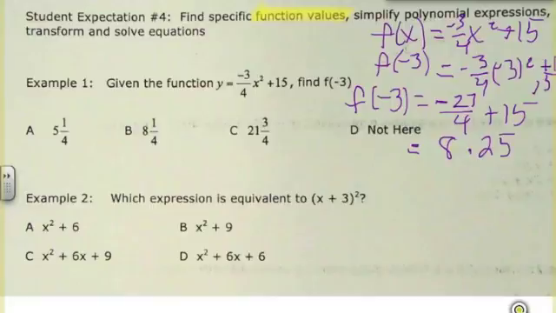Okay, it's 33/4, and if you look at your answer choices, that one's not here, but all these answers are mixed numbers. So if you change 33/4 into a mixed number, just typing in your calculator 33 divided by 4, it comes out to 8.25. So that is B, 8 1/4.